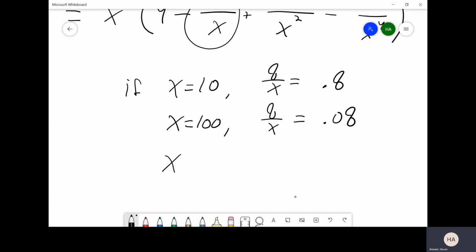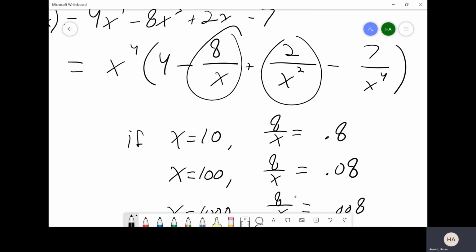And we can keep going, right? When x becomes 1,000, then 8 over x gives you 0.008, right? Now we're getting really close to 0. So what do I mean by this? What I mean is that as x grows larger and larger, every single one of these fractions goes to 0.